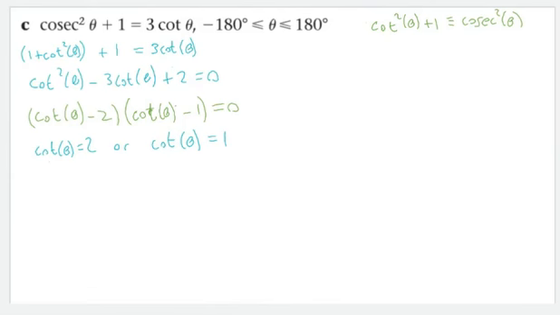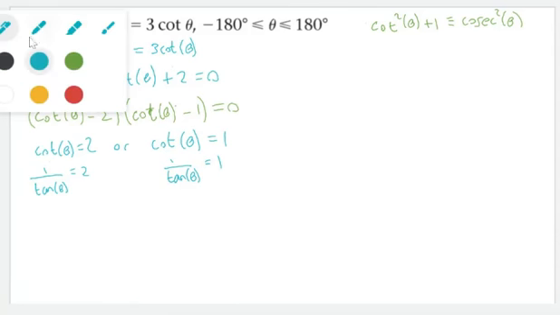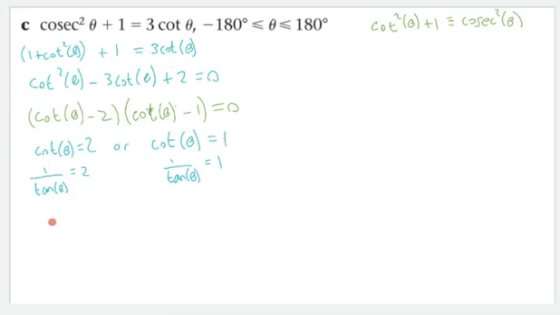So from that, how can we work out the value of tan theta? 1 over tan theta equals 2, and 1 over tan theta equals 1. Yep. And then you bring the tan theta over to the other side. Yep. So 1 equals 2 tan theta, and 1 equals tan theta.